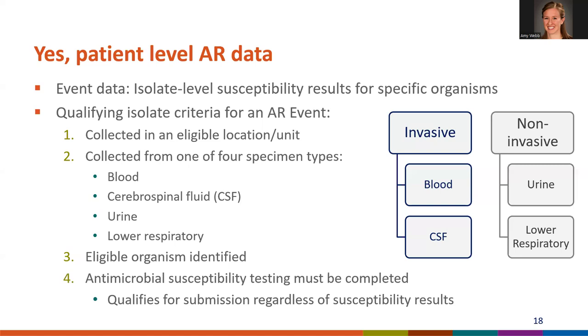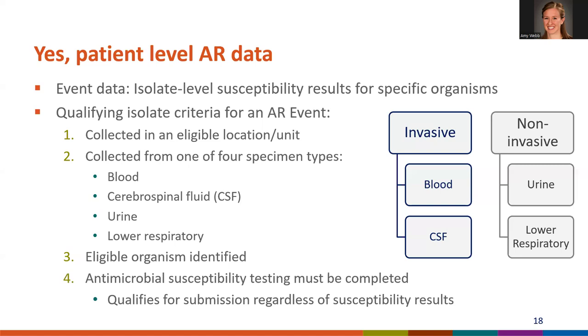So first, it has to be collected in an eligible location or unit. So that's all inpatient locations, as well as 3 select outpatient location types: the emergency department, pediatric emergency department, and the 24-hour observation unit. The isolate must be collected from one of 4 specimen types: the invasive specimen sources of blood and cerebrospinal fluid, and the non-invasive specimen sources of urine and lower respiratory.